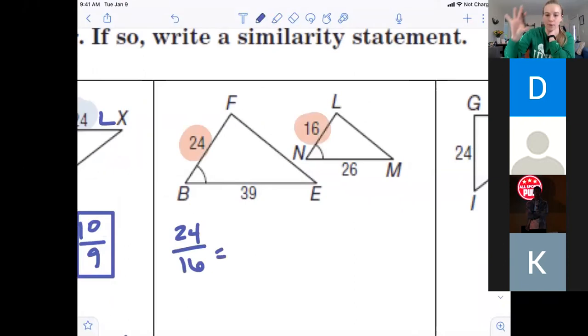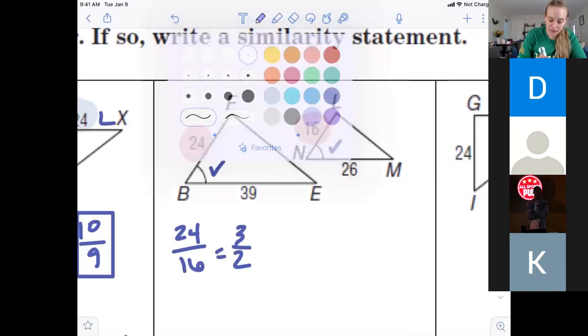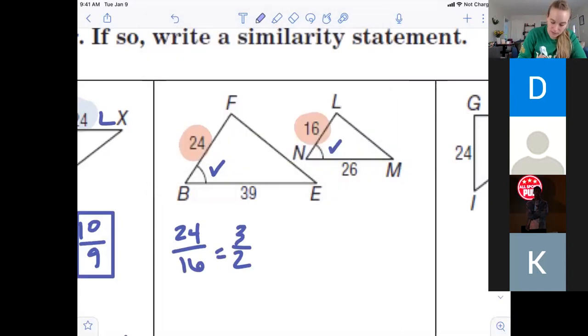These look really nice. They're lined up kind of perfectly on what goes with what. So Kamar just knew that the ones on the left went together. So 24 and 16, they have a common factor of 8. I think that becomes 3/2. Angles B and N are congruent, so that's good. And then my last ratio, I feel like this is a gimme. 39/26.